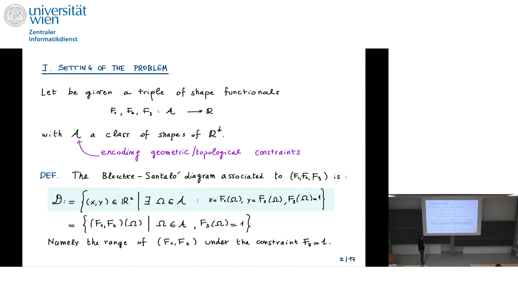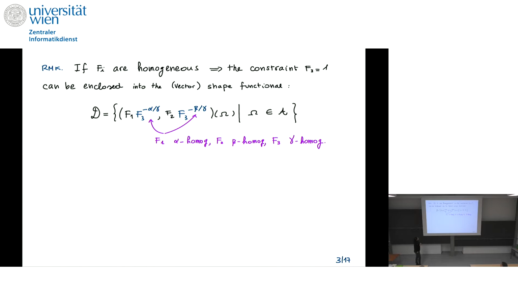So the constraint F3 is quite annoying, but in many cases it can be removed in the following sense. If your shape functionals Fi are alpha, beta, and gamma homogeneous, then the constraint F3 can be enclosed into the shape functional as follows. So the diagram turns out to be the same diagram associated to this pair, which is F1 times F3 to a suitable power, F2 times F3 to a suitable power. And the advantage is now that you don't have to care about F3.